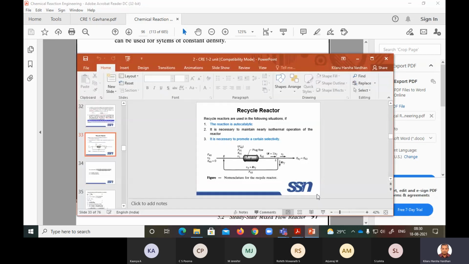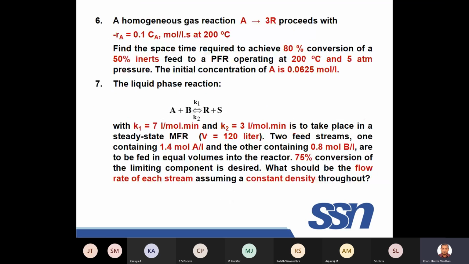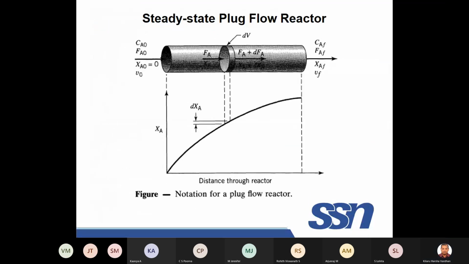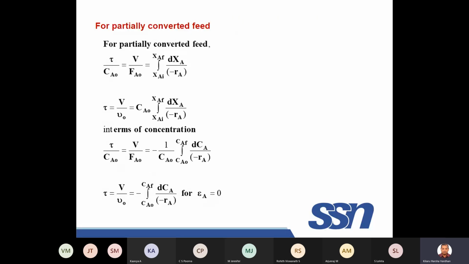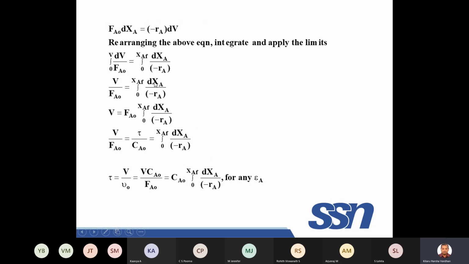So, last class we discussed a lot of things, the plug flow reactor, and we got the design expression, right? The design expression for a plug flow reactor is this: tau by CA naught is V by FA naught times the integral of this particular term.